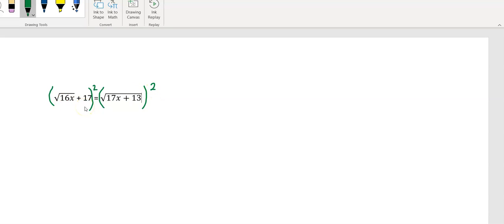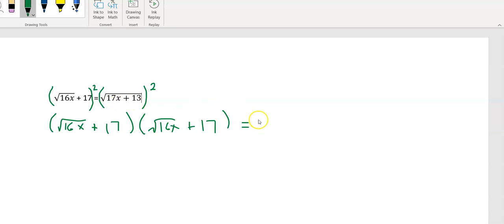Okay, now on this left side, what will help us is to write this out twice, because of course to square something means to multiply it by itself. So I'm going to write that out so that we don't miss any terms as we FOIL it out. And just pardon my bad writing with the mouse here. Okay, now on the right side though, because this is a radical, when we square it, these two operations will cancel each other and we'll get 17x plus 13. So this side is fortunately the easy side.